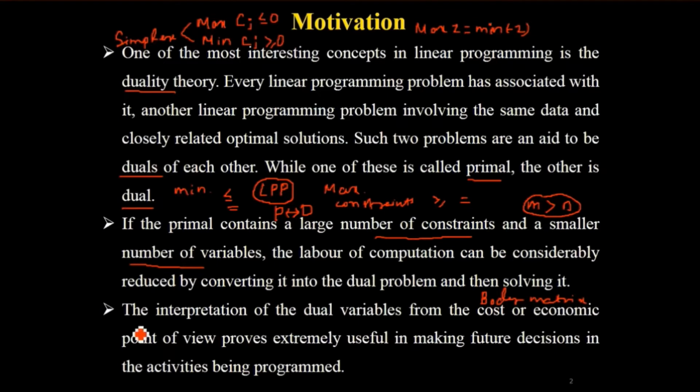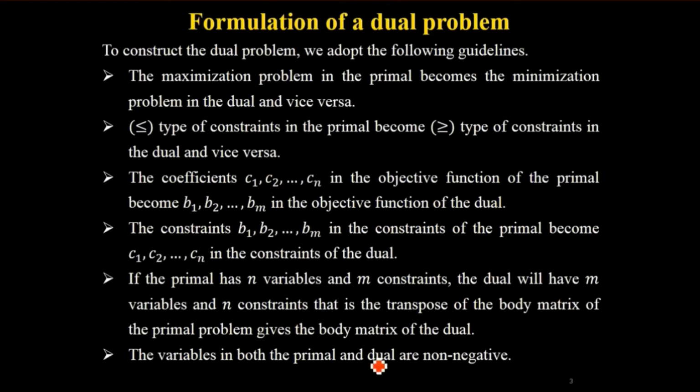So the interpretation of dual variables from the cost or economic point of view proves extremely useful in making future decisions in the activities being programmed. Okay, so these are the motivation. Next we will learn how to formulate the dual problem. These are very important points, so carefully observe. One by one we will discuss.